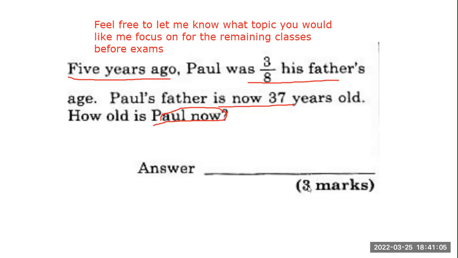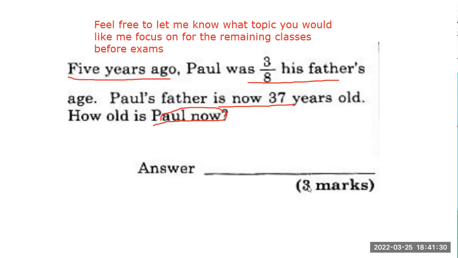Paul is 3/8 his father's age. Therefore, Paul would be equal to 3/8 multiplied by 32. Now it would be 32, not 37, because this was 5 years ago. Right? So this first step was to eliminate that 5 years to get the 32, and then we could find the 3/8 of 32.